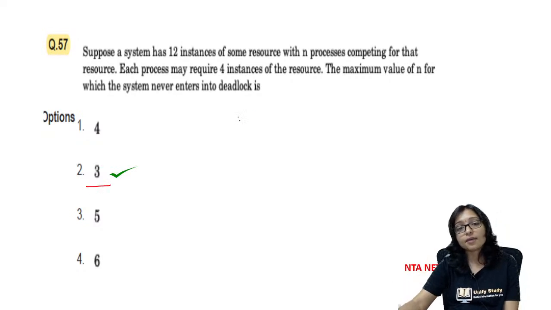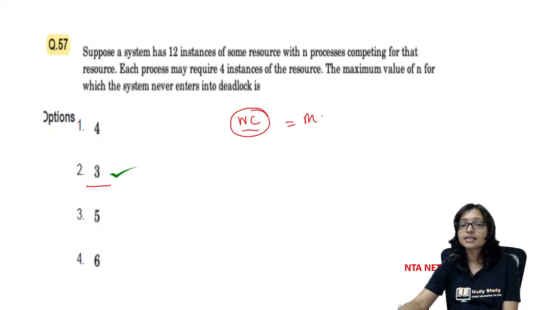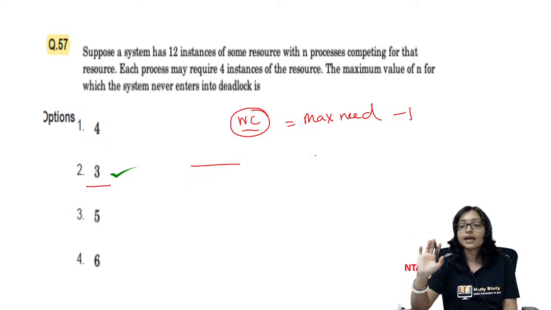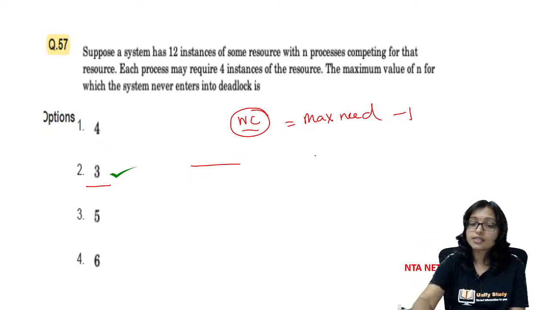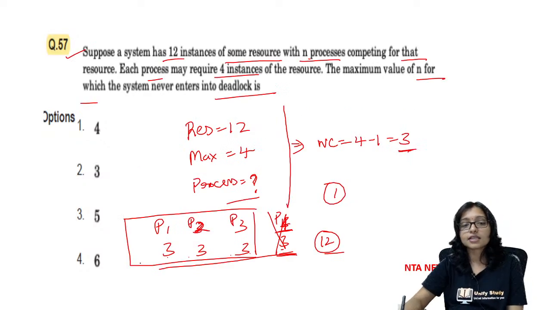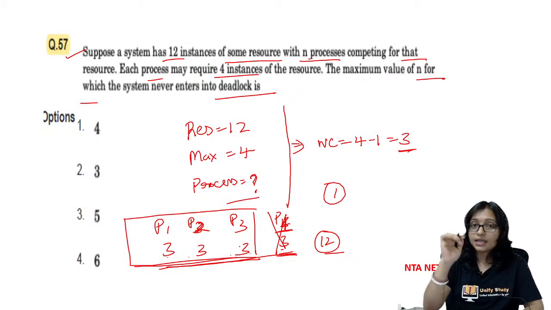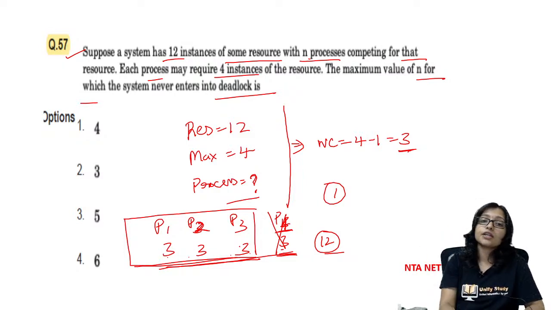Always remember about the worst case. You have to think about the worst case, that is the max need minus 1. In that worst case, when I am giving it to everyone, only after that can the deadlock arise. So always distribute the worst case. After distributing the worst case, there should be something in your hand. Minimum 1 resource has to be there in your hand.